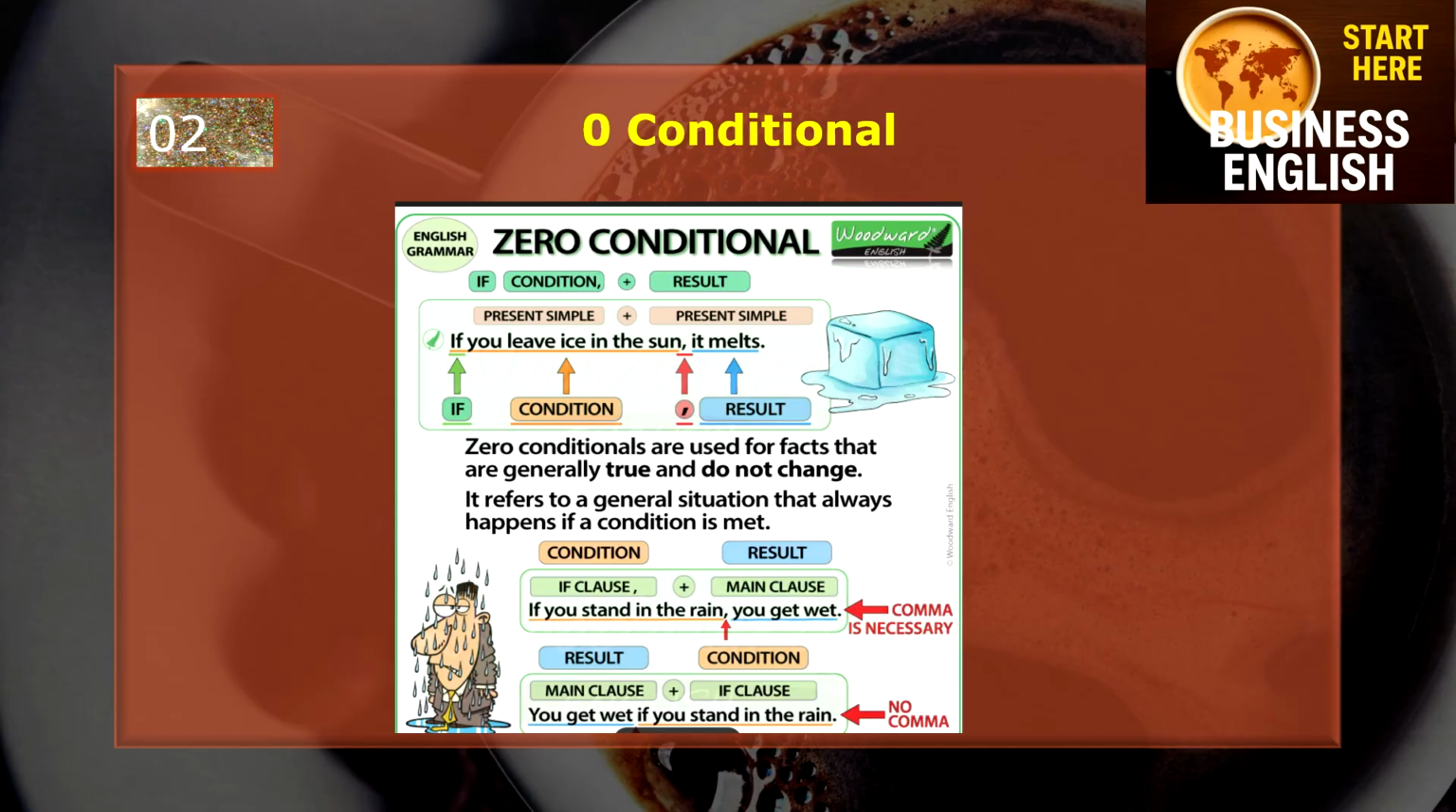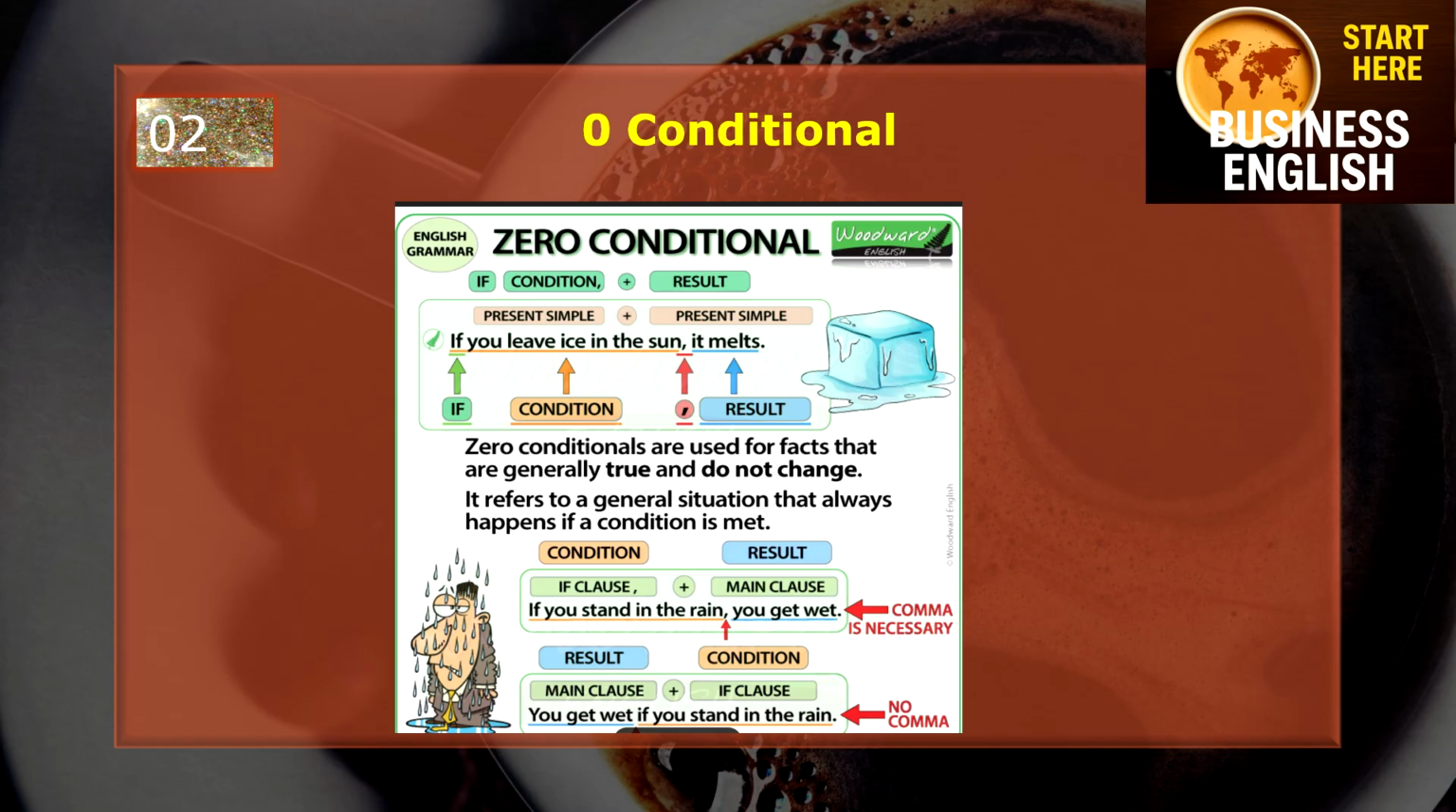Okay, so here we go with the zero conditional, but I wanted to show you this grammatical problem with a photo. So we have our zero conditional. We have if condition plus result. In the first part we have present simple and then also present simple. And we have our example. If you leave ice in the sun, it melts.